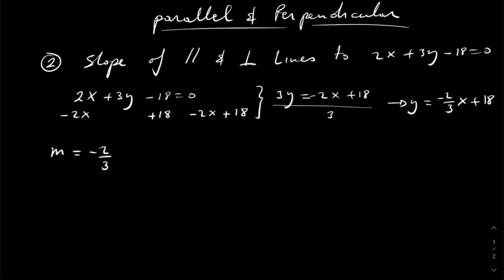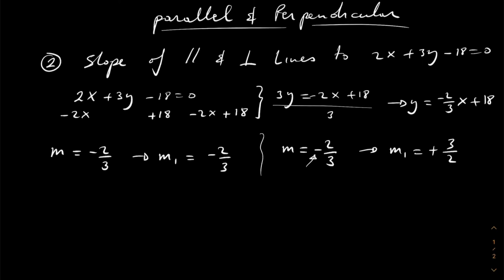And so the line that is parallel to this line would have a slope m1 equals -2/3 because parallel lines have the same direction, and so they have the same slope. And the line that is perpendicular to this line will have a slope m1 equals positive 3/2, right? So negative reciprocal, which basically means to switch the sign of your slope while flipping it over, and you should be done.